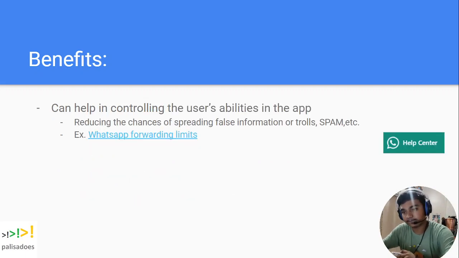The second benefit is that it can help in controlling the users' abilities in the app. As we all know, as the app grows and new users come, the chances of spreading false information, trolling, or spamming increase a lot. For example, WhatsApp has also implemented a feature which limits the number of forwards that a message can have.